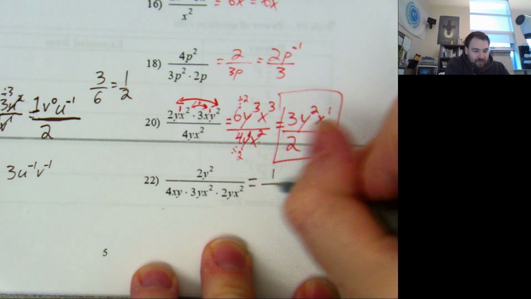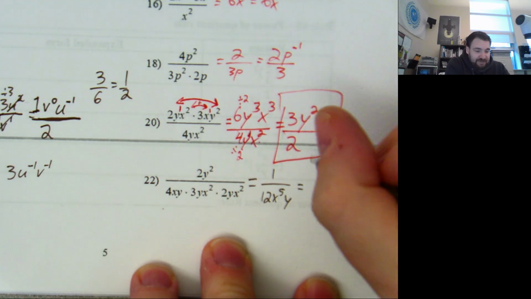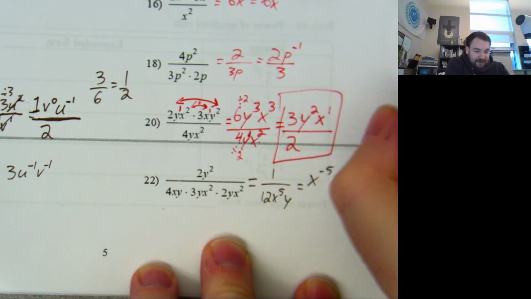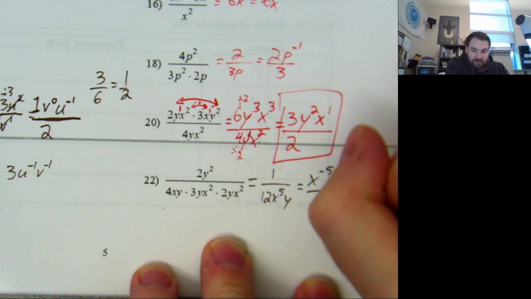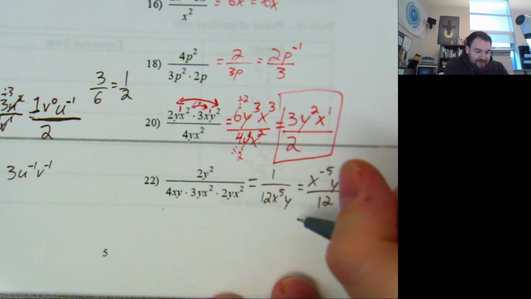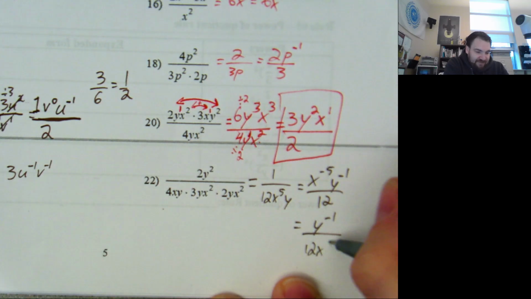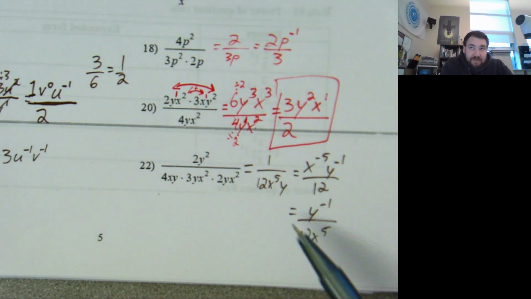You're going to get 1 over 12 x to the 5y, or I saw some of you leave this as x to the negative 5, y to the negative 1 all over 12. I saw someone leave this as y to the negative 1 over 12x to the 5. Any one of these 3 expressions at this stage is totally acceptable. Any one of those 3 are okay.